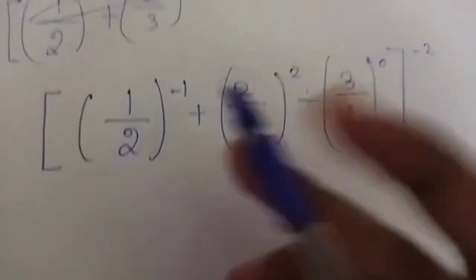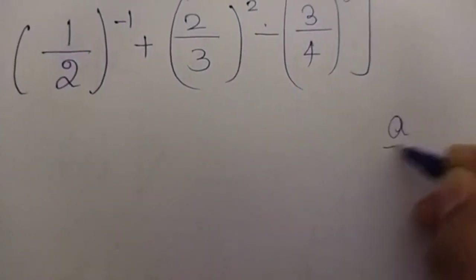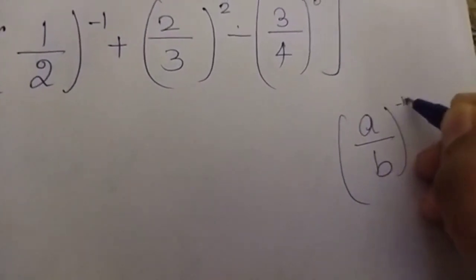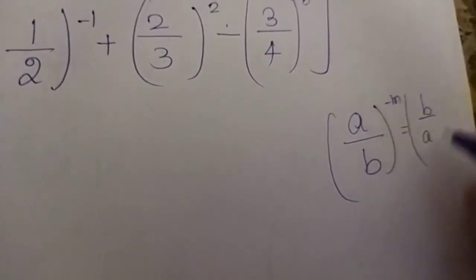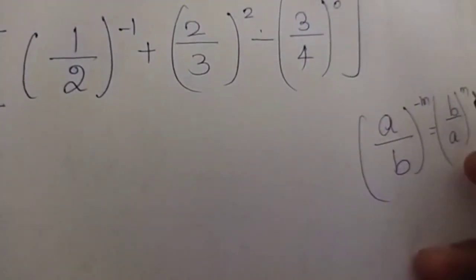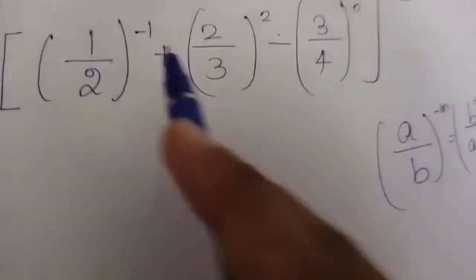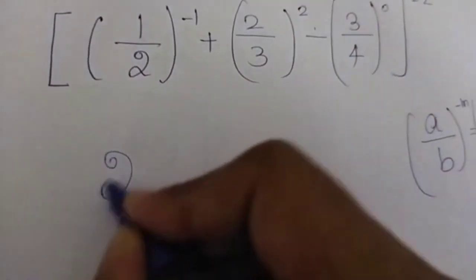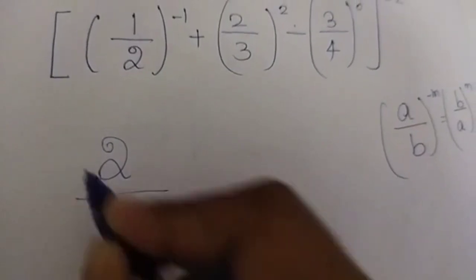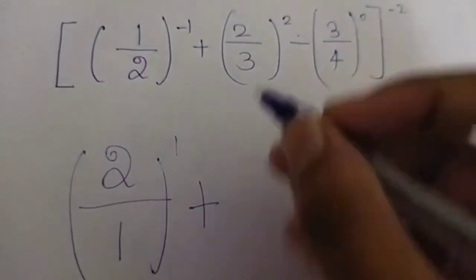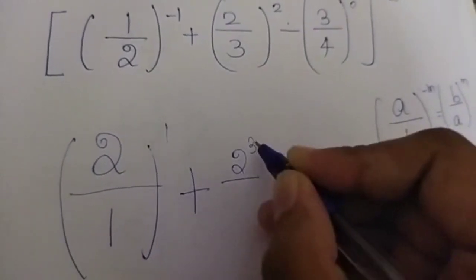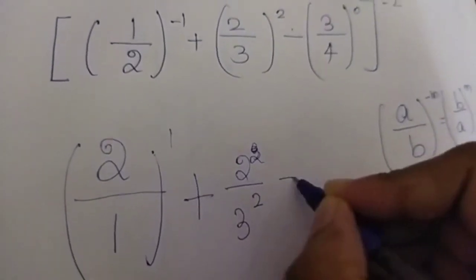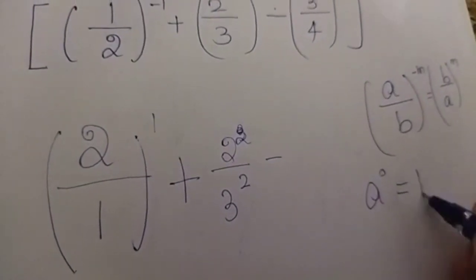Minus 1 by 2 power minus 1 plus 2 by 3 whole square minus 3 by 4 power 0 whole power minus 2 is equal to. If I take this one, listen, a by b whole power minus m is equal to b by a whole power m. So reciprocal, we can find the power in positive terms. So reciprocal of 1 by 2 is 2 by 1. 2 by 1 whole power 1 plus 2 square by 3 square minus, anything power 0 is equal to 1.